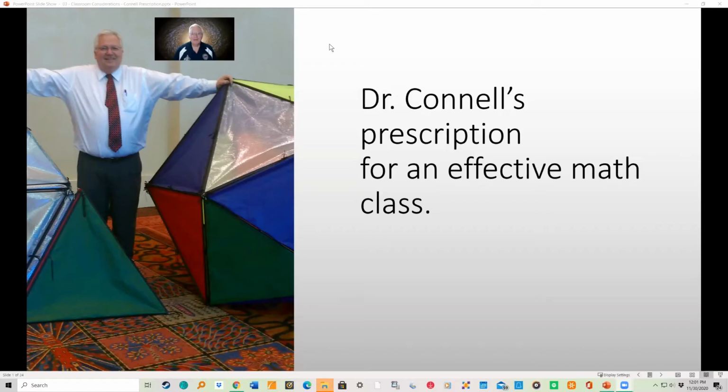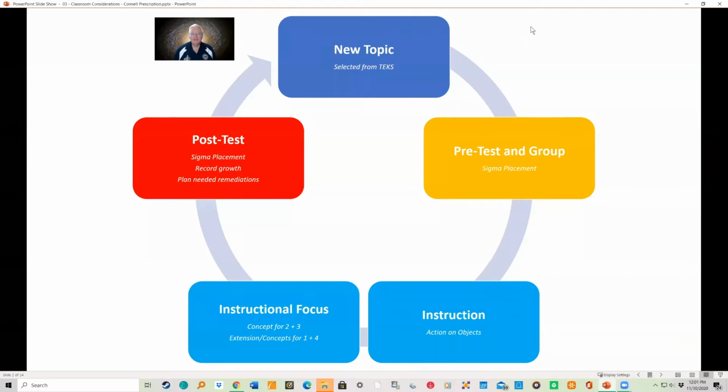So here we are. This is Dr. Connell's prescription for an effective math class. The first thing that we will find out here is that it's a cycle. It's not something that we do once and it's done. It's an ongoing cycle of activities.